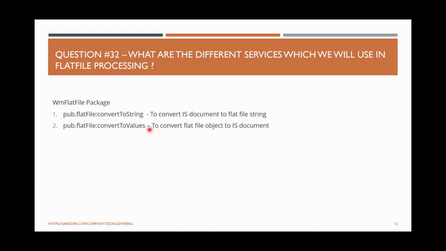While converting, we will give a flat file schema detail so that it can parse the data and map it to our IS document. Similarly, once I have the IS document created, this is for sending a flat file to some other system. Assume you have XML data which you have converted to a flat file string. Before converting to a flat file string, you will have everything as an IS document, which you want to convert to the string. Then you can use the convert to string service to convert that to a flat file string. These services are available in the WmFlatFile package.